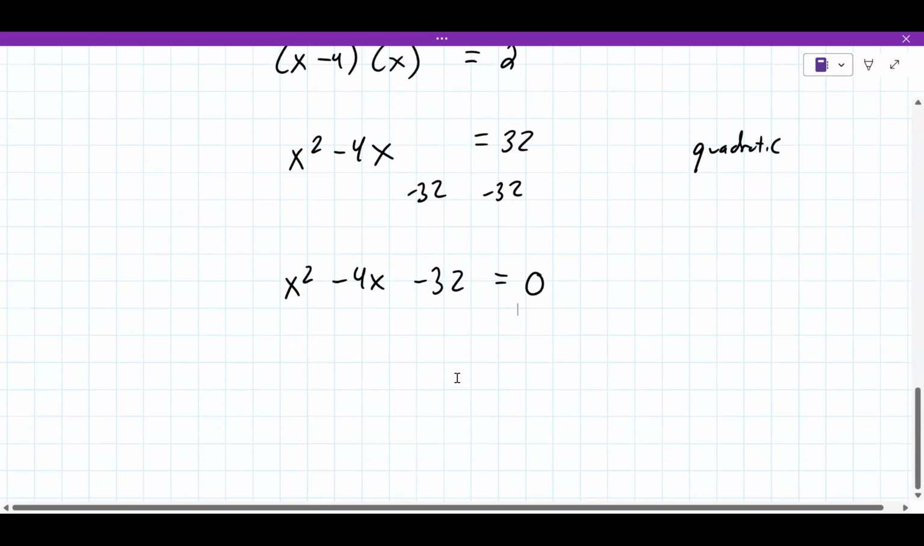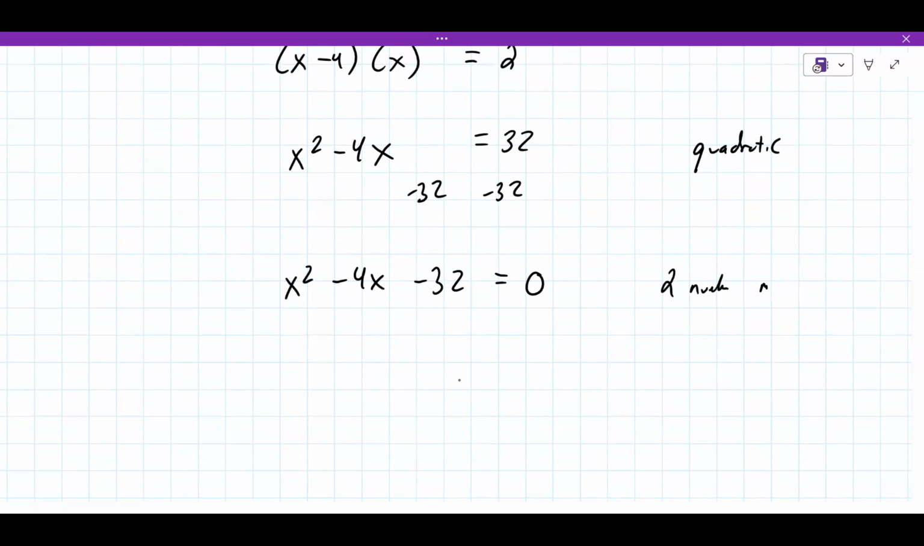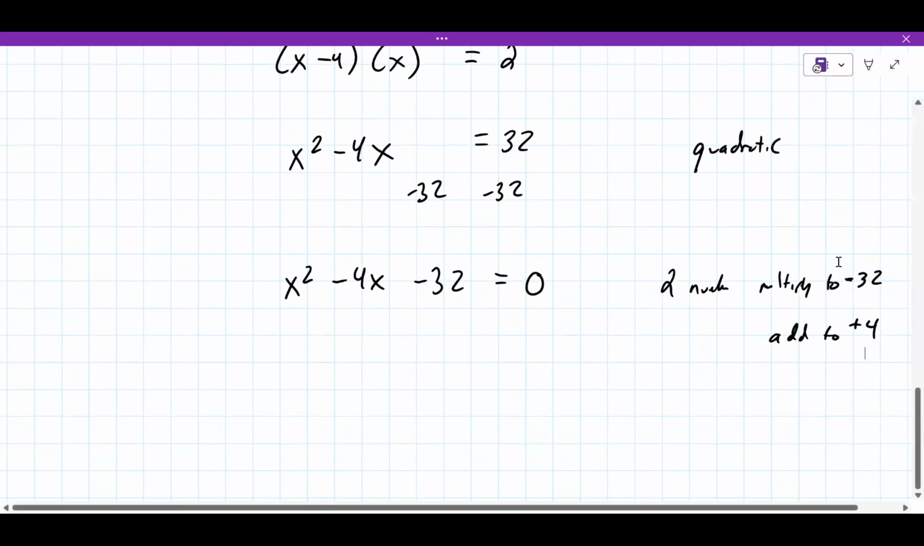All right, to solve this, you need to find two numbers that multiply to negative 32, but then they have to add to positive 4. They multiply to negative 32, but add to positive 4.